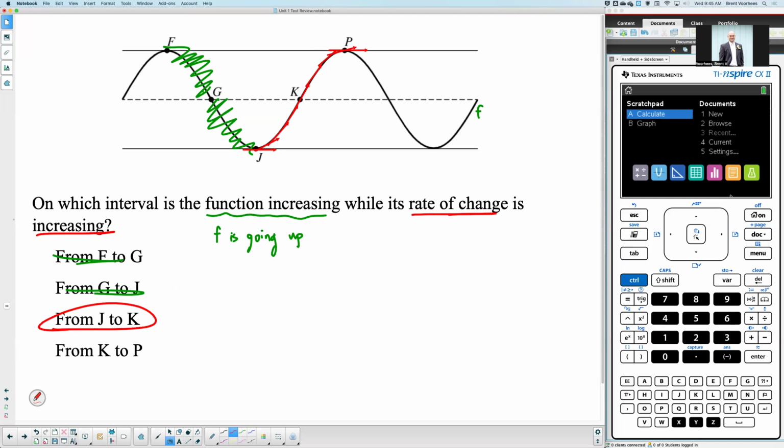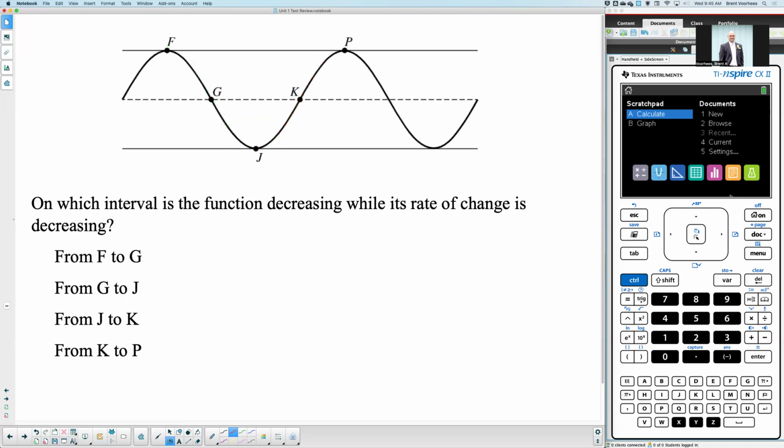Okay. I think I have one more here, and then I can show you a different way they could ask the same question, but different words. On which interval is the function decreasing while its rate of change is decreasing? I'm going to pause this and give you a chance all to think about it.